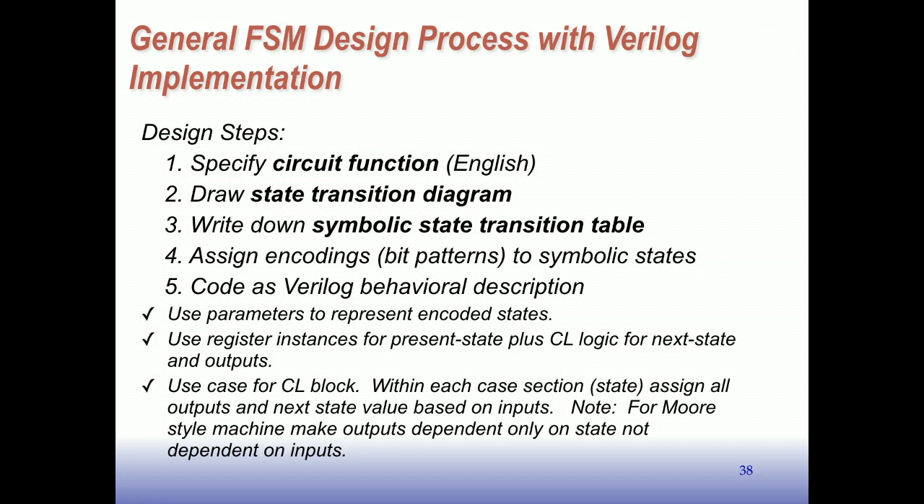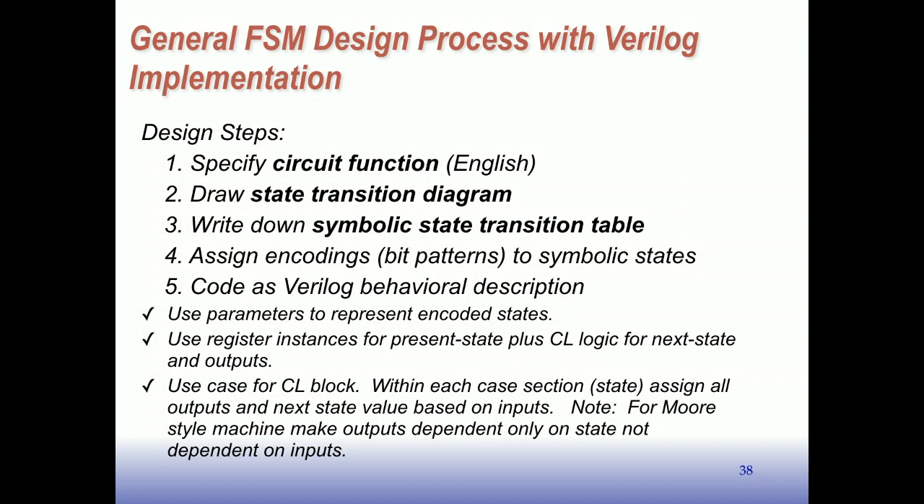Right. And then we use the case block for the combinational logic block. It's the simplest way to write a state machine. So within each case section, for each state, we'll assign all the outputs and the next state value based on the inputs. Right. Note, for the Moore style machine, we'll make the outputs dependent only on the state, not dependent on the inputs.